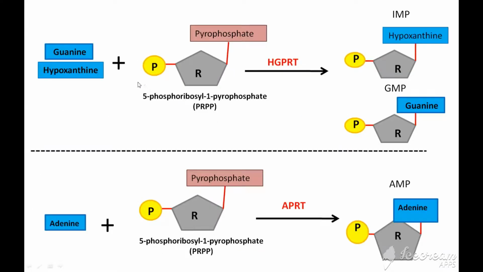The following diagram depicts how the salvage pathway takes place in a bit more detail. Guanine and hypoxanthine nitrogenous bases are added to PRPP by the enzyme HGPRT to form GMP and IMP nucleotides respectively. Adenine is also added to PRPP by the enzyme APRT to form AMP.